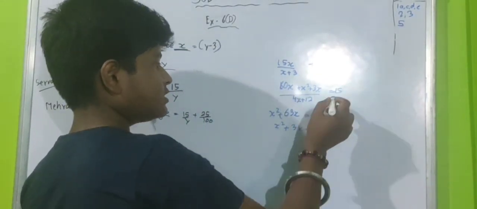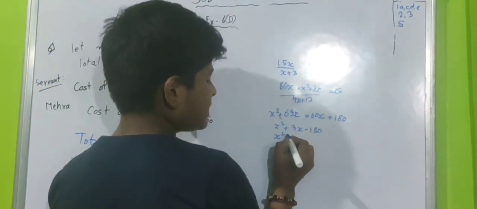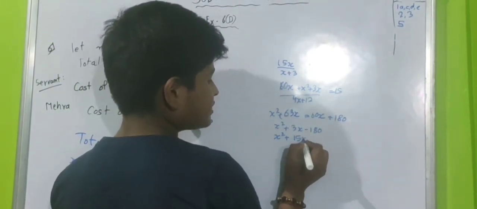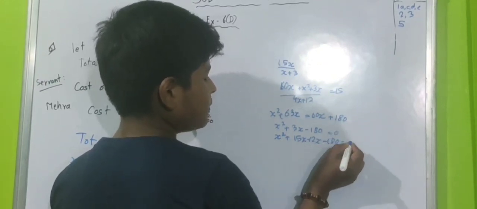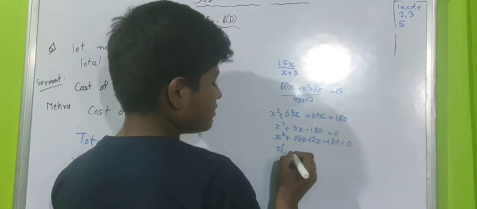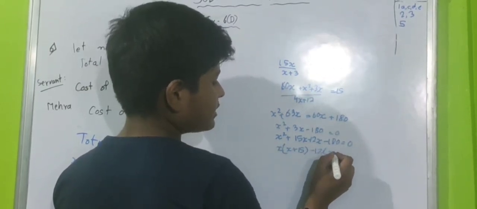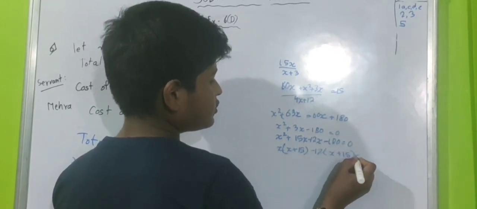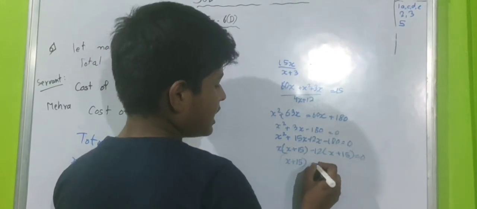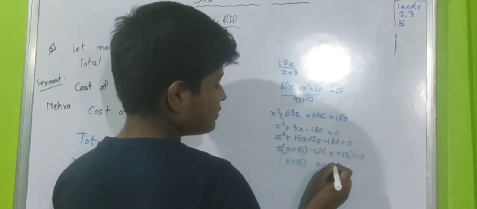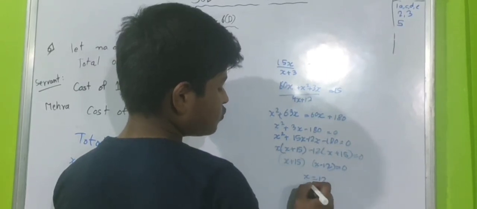Since here 180 is the product of 15 into 12, this can be the middle term split of 3. You will get x square plus 15x minus 12x minus 180 is equal to 0. Here x plus 15 into x minus 12 is equal to 0. So x plus 15 and x minus 12 is equal to 0. So the ultimate answer is x is equal to 12.